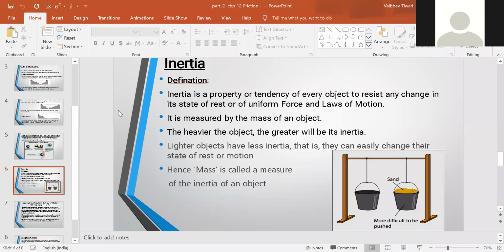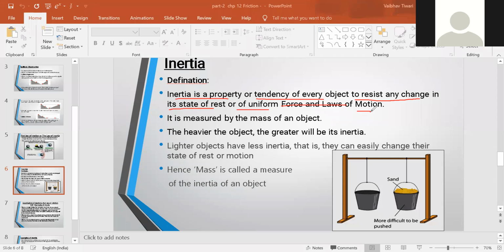Moving on to the next topic, that is inertia. Okay, what do we mean by inertia? Inertia is actually a property or tendency of every object, even you as an object, to resist any change in its state of rest or of uniform motion.